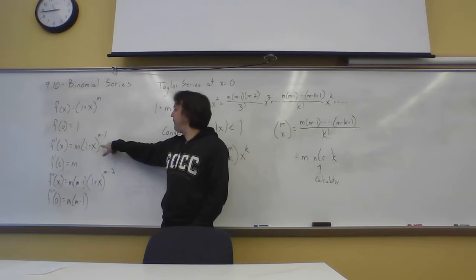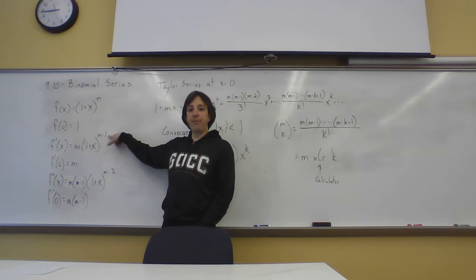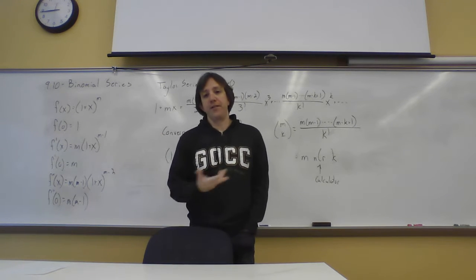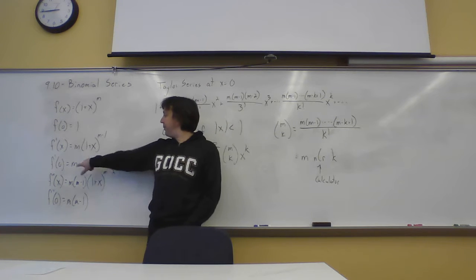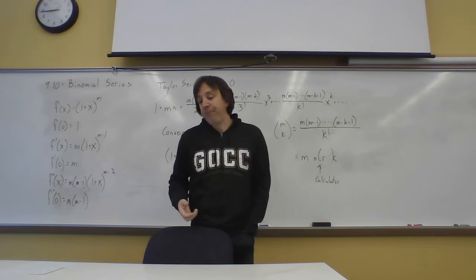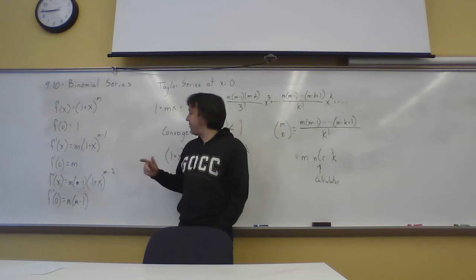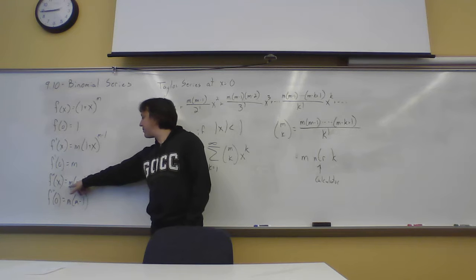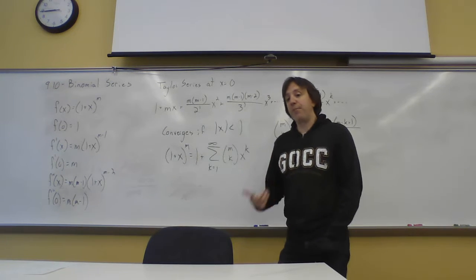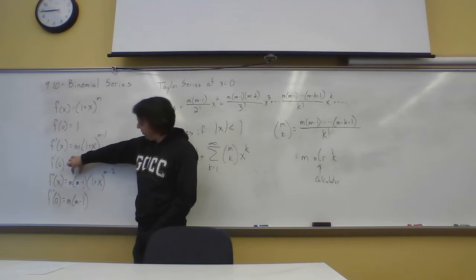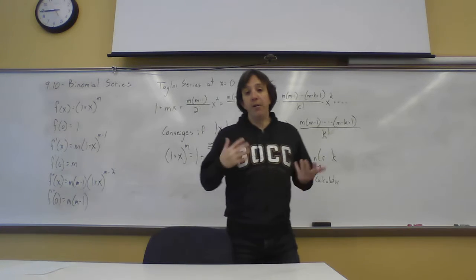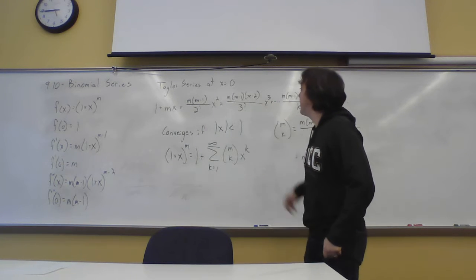If I take its derivative, I just drop the exponent and subtract 1 from the exponent, so I get m times 1 plus x to the m minus 1. And again, if I plug in 0 to it, now I get m. Right? So if x is 0, 1 plus 0 is 1, and 1 to any power is just 1. So I get m. If I take the second derivative, I drop down the m minus 1, so I get m times m minus 1 times 1 plus x to the m minus 2. But again, if I plug in 0, I just get those two exponents that got dropped down, the m and the m minus 1.